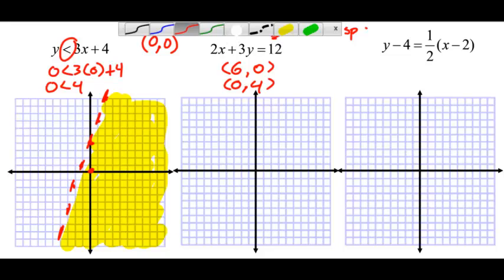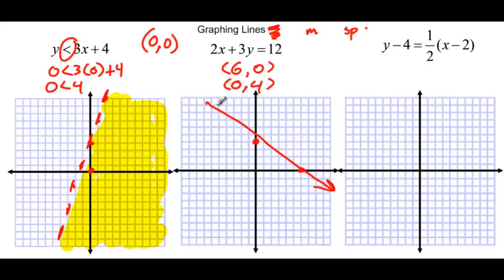So now let's go ahead and graph those 2 points, 6, 0, which is right about here, and 0, 4, which is right about here. And now we have 2 points. We can simply draw a line and put arrows on it. Oops, excuse me. And put arrows on the line so we can see that it goes forever. I probably should do that over here as well. Okay, and there we go.